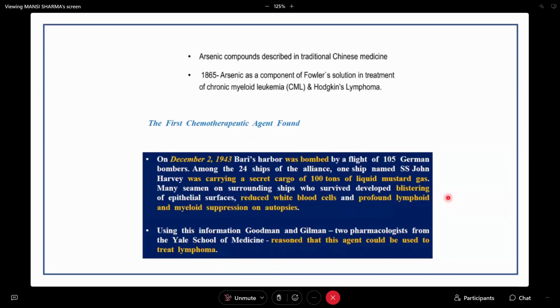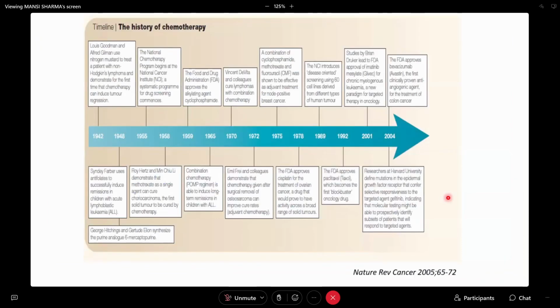Later on, that was detected on autopsies. So, using this information, Goodman and Gilman, who were pharmacologists from Yale, reasoned that this could be used to treat lymphoma and induce lymphopenia. So, in 1942, they used nitrogen mustard to treat a patient with non-Hodgkin's lymphoma, and this was the first time it was shown that chemotherapy can induce tumor regression.